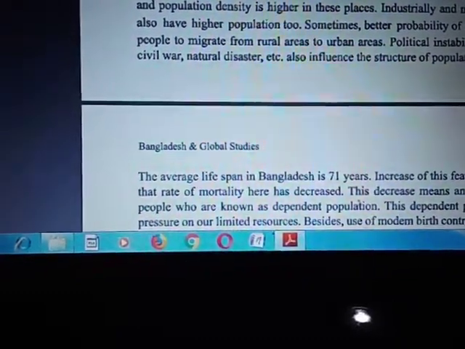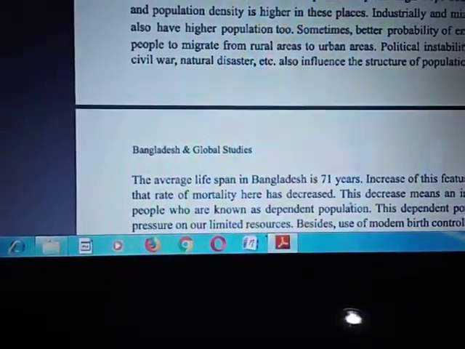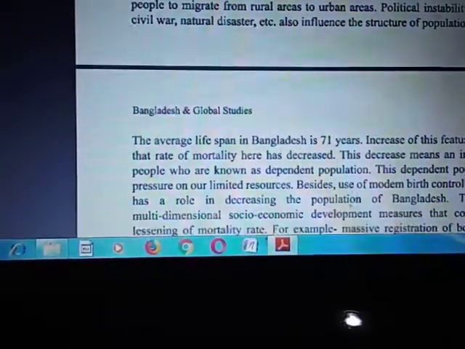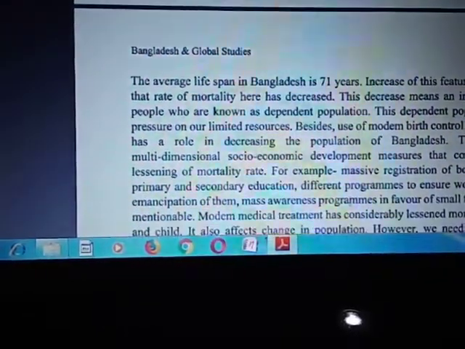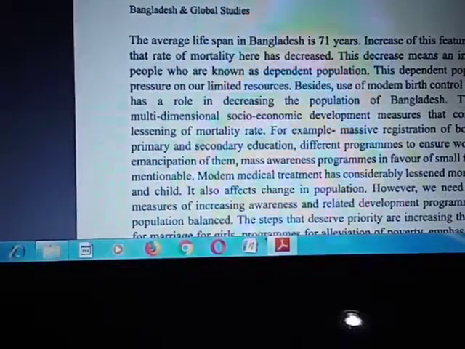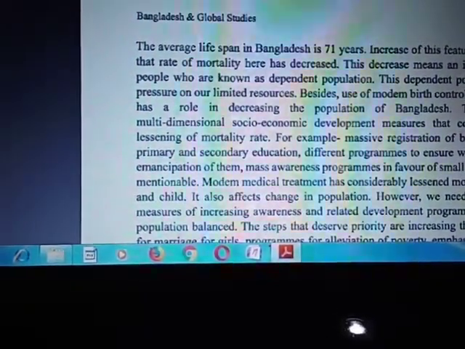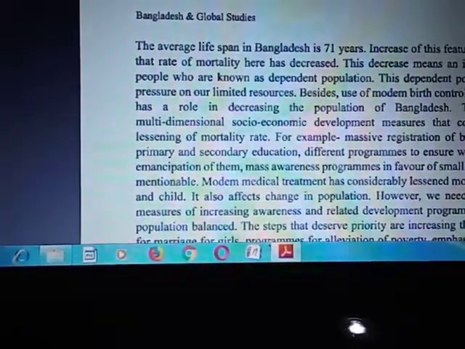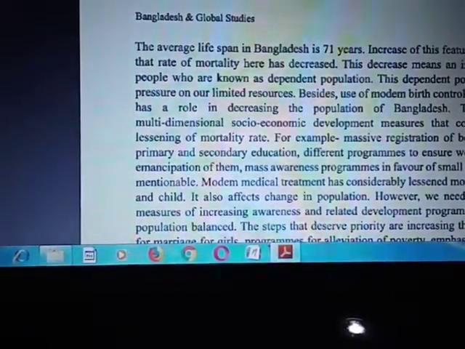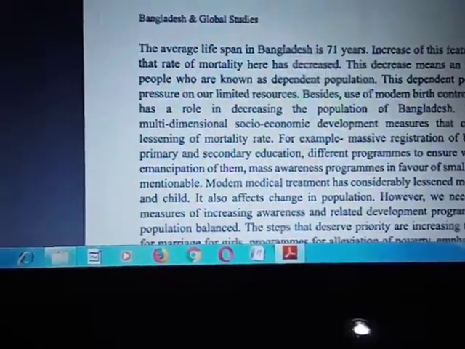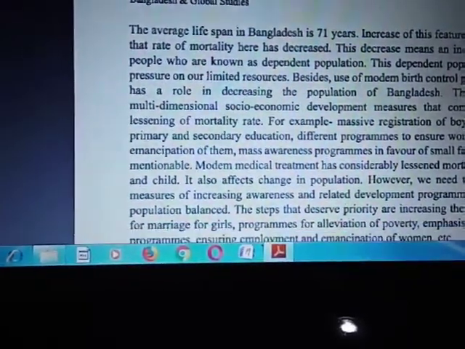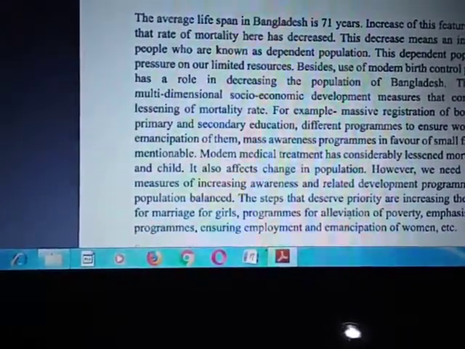Sometimes better probability of employment leads people to migrate from rural areas to urban areas. Political instability, war situations, civil war, and natural disaster also influence the structure of population. There are also indicators of changing population size.